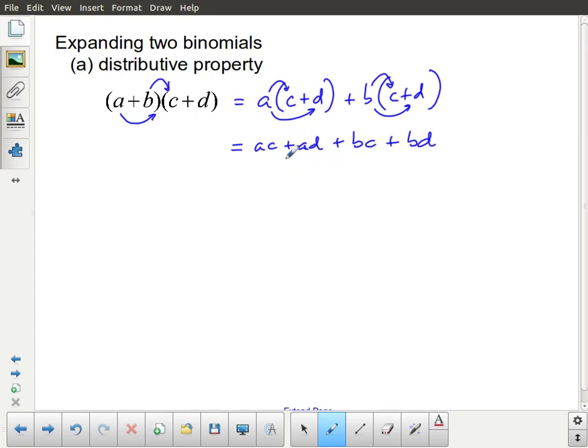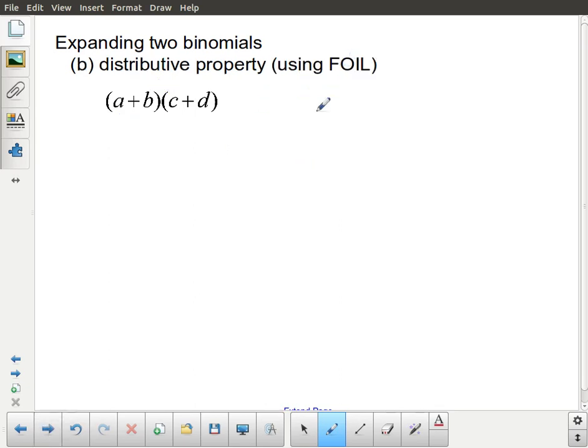Now we have a shortcut for doing this, which is called FOIL, but that comes from this. FOIL is just a shortcut. And so that's what I'm going to look at next. FOIL stands for first, outer, inner, and last. So what that means is we start by multiplying the first terms together. So here's the first term and here's the first term. So A times C is simply AC.